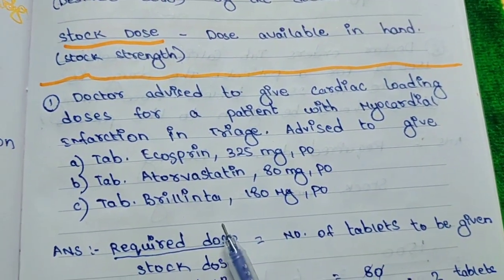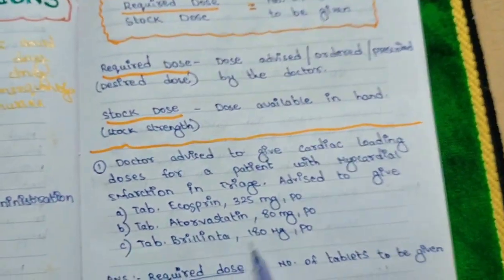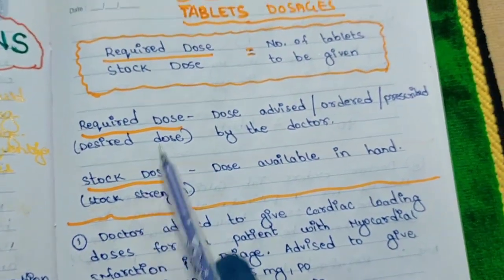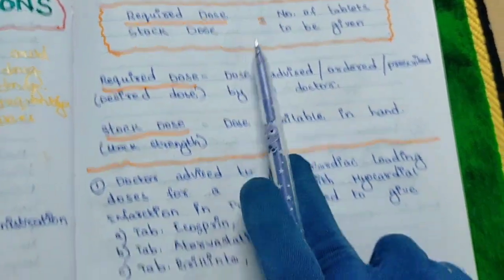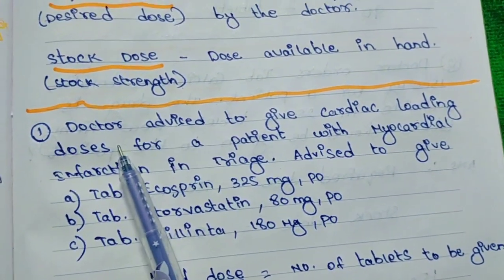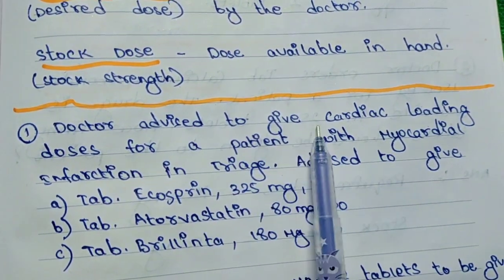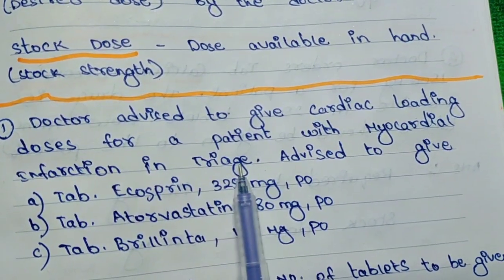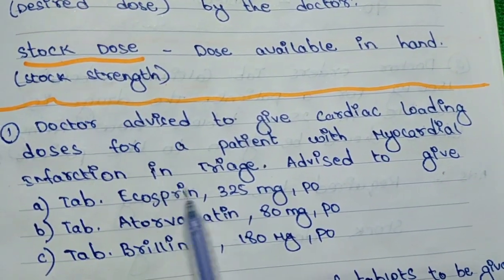Let us do some examples so that we can understand it better. It's very simple guys, you just memorize this formula. So let us solve the first example. Here the doctor advised to give cardiac loading doses for a patient with myocardial infarction in triage.